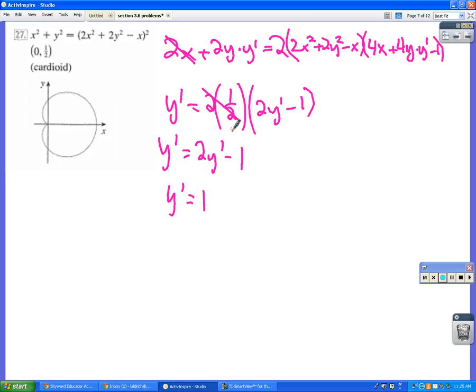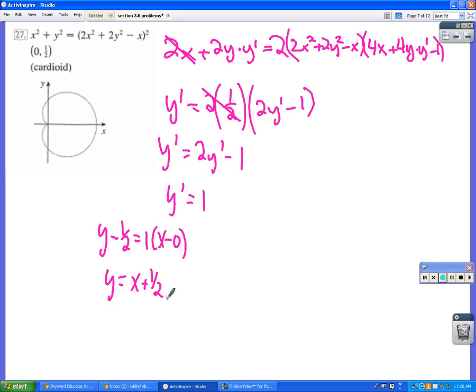Okay? So now my equation is... Or you could just move the 2y over and then factor out a y prime, and then you get y prime equals 1 minus 2, so then y prime is minus 1. Yeah, however you get it, that's obvious.